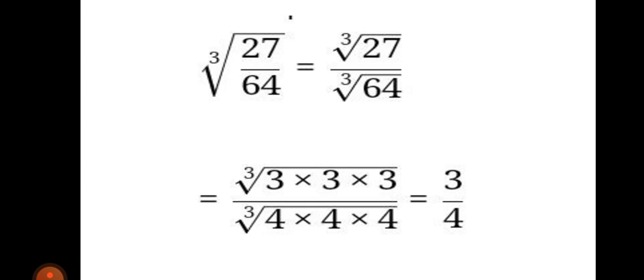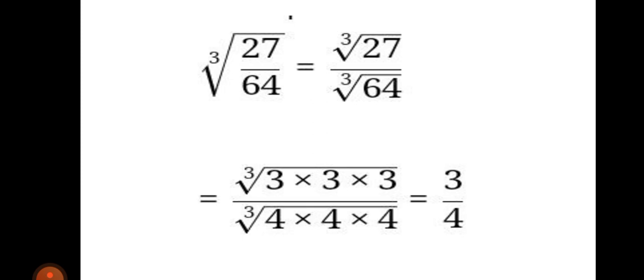Therefore, no common number can divide 3 and 4. So you take one 3 and you take one 4. This becomes the answer that we're looking for. That means the cube root of 27 all over 64 is 3 all over 4.